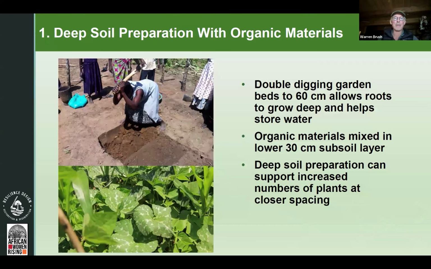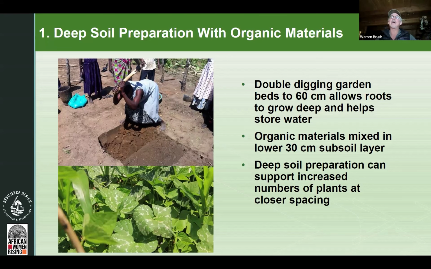So, deep soil preparation with organic matter or organic material. Oftentimes we do double digging, or on larger farms we do what's called single digging, where we preserve the existing topsoil and then we break up the subsoil. Just think about that for a minute. You're digging deeper so that you're creating more of a root zone for the plants that you're planting.